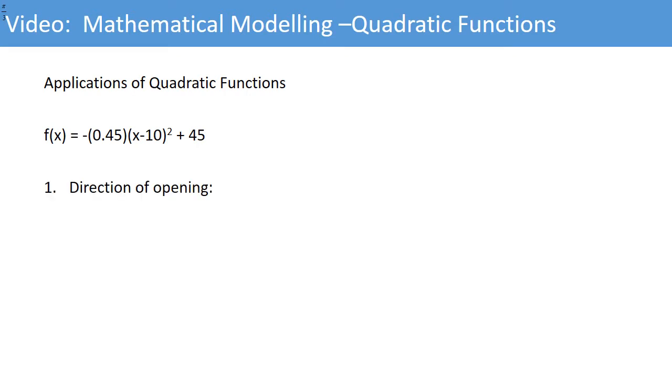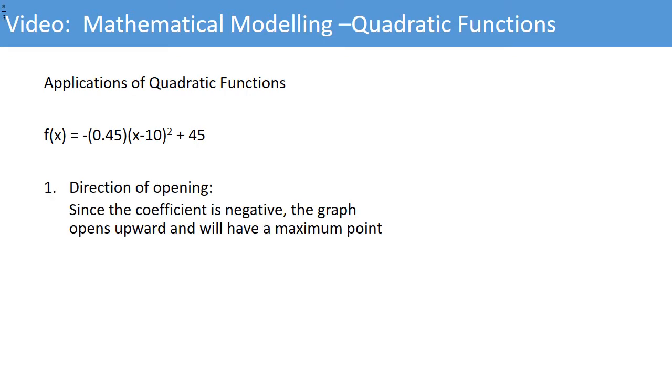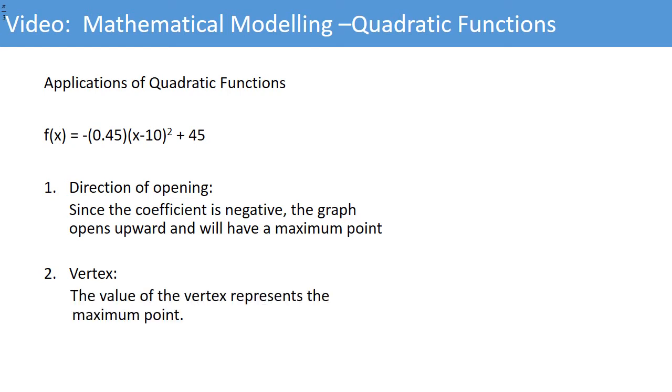First of all, the direction of the opening. Since the coefficient is negative, the graph opens upward, and so it will have a maximum point. The vertex. The value of the vertex represents the coordinate of this maximum point. The coordinates are 10, 45, which we get from taking these values from the equation.